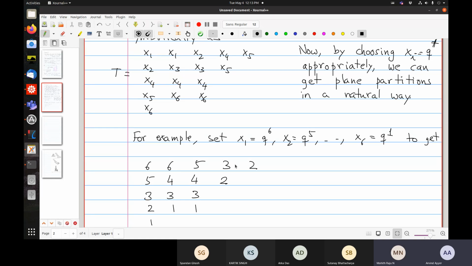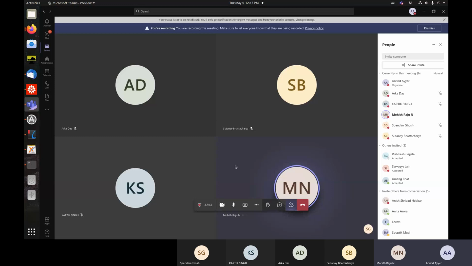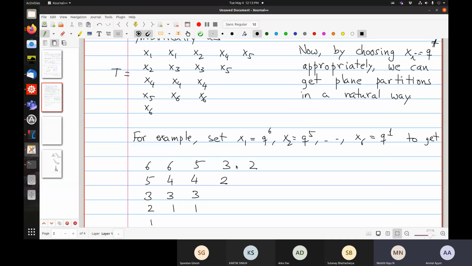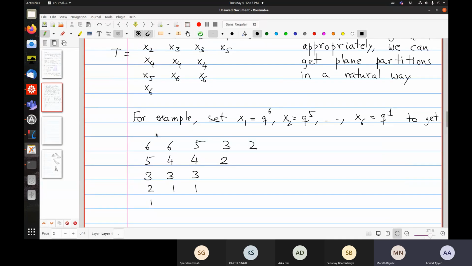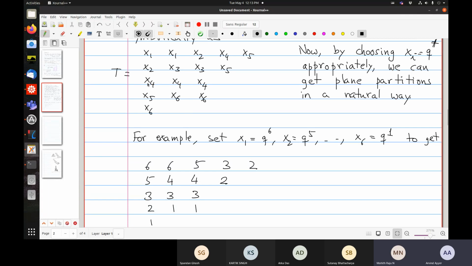We are strictly decreasing in the columns, which need not be the case for plane partitions. Exactly. Because these were strictly increasing along columns, now you're going to get strict decrease along columns, and so these are things that we have already seen before. So let me just write what Mohit just said.